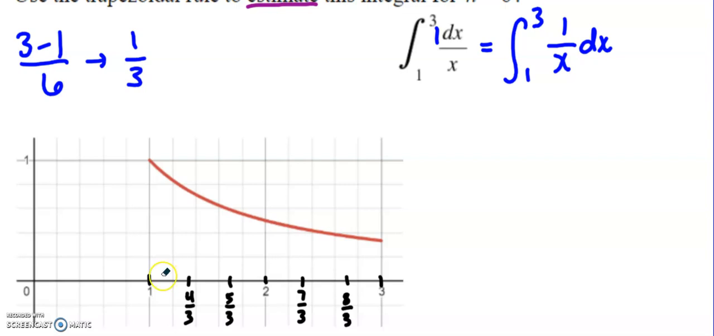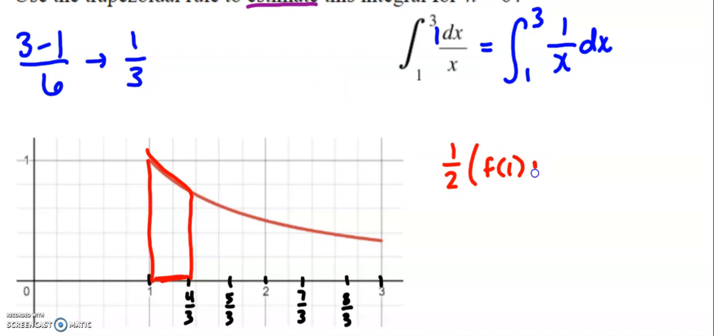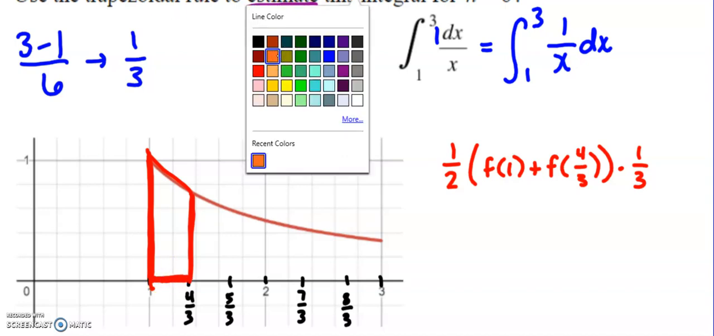So my first trapezoid is going to have an area of 1/2. My base 1 is f of 1. My base 2 is f of 4/3. And then my height, my perpendicular part, is that 1/3 partition. Okay? So again, here's my B1, f of 1. Here's my B2, f of 4/3, times the height, which is my 1/3. I'll get that actual number in just a second.